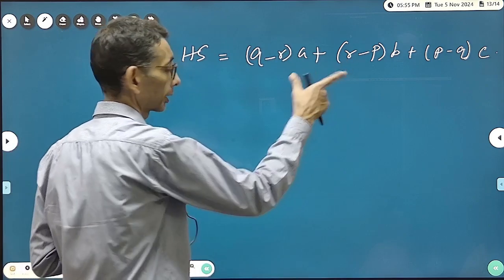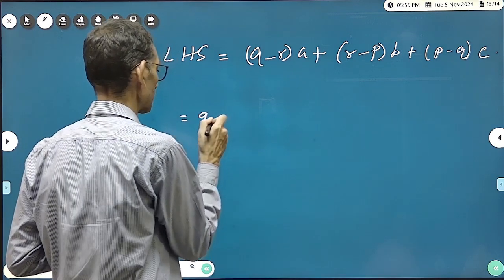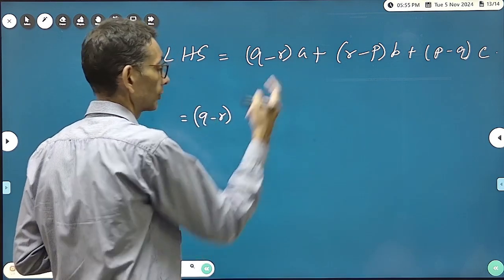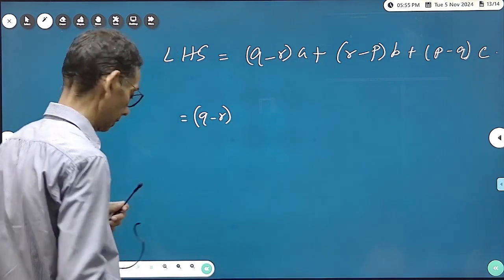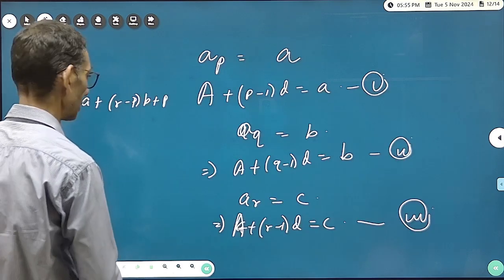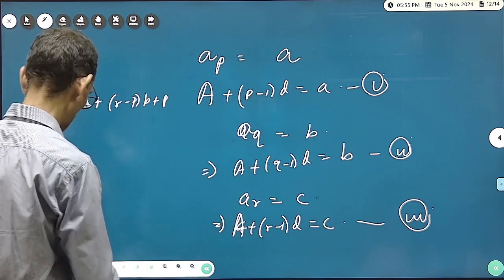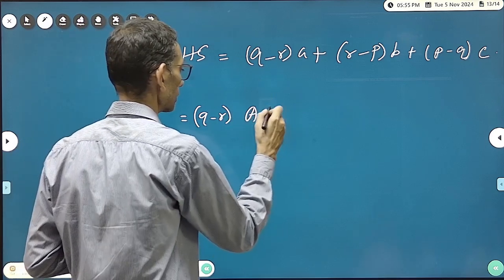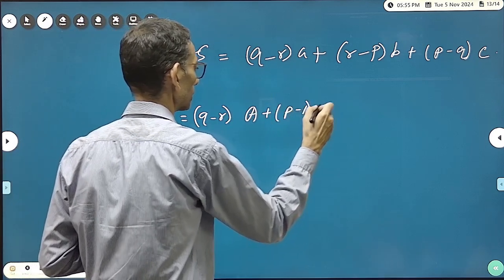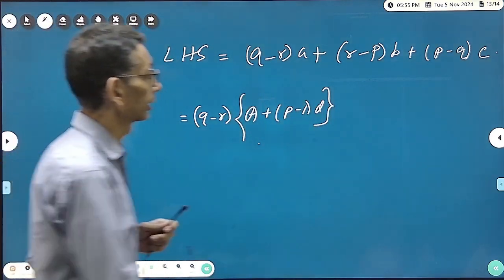So you have to show this is equal to 0. So Q minus R. A value just now we got. What is the value of A? A value is this. A plus P minus 1 into D. Just substitute this. Okay. A plus P minus 1 into D. Just substitute for all. Then R minus P.